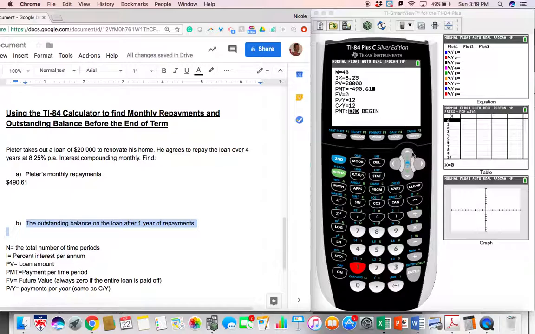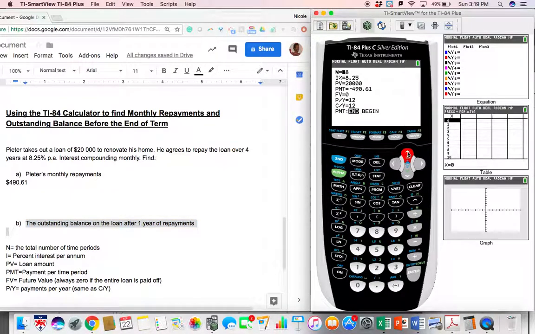So we're going to go back to the very top and adjust anything that needs to be adjusted with this new situation of him only paying back for 1 year. Now he's not paying back 48 payments. He's paying monthly for only 1 year, so this number should be 12. Our percent interest per year is still 8.25% per annum. Our starting loan amount is still $20,000.